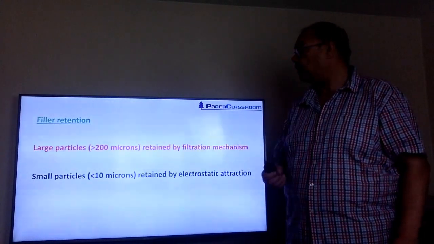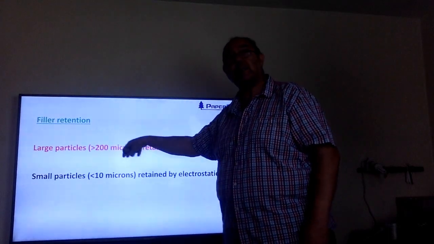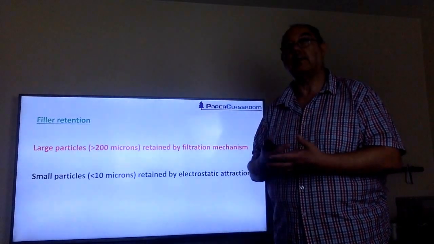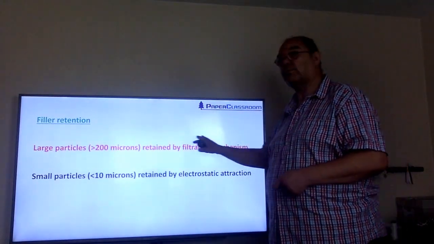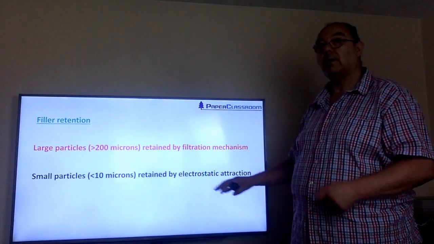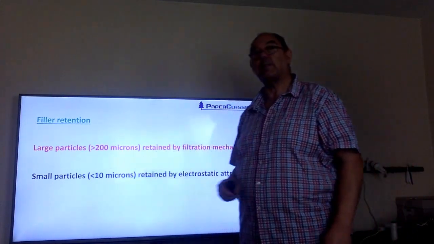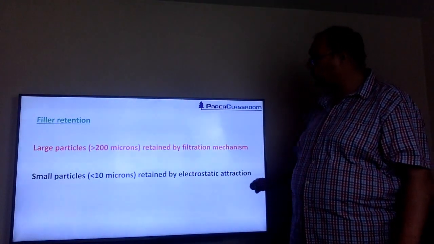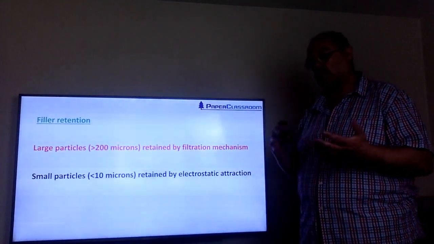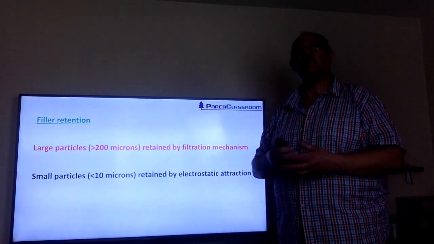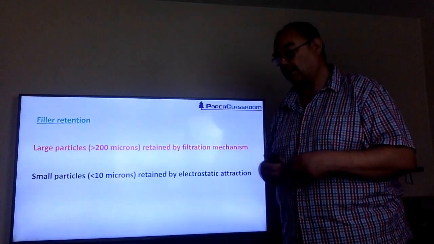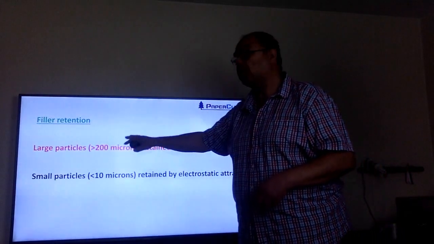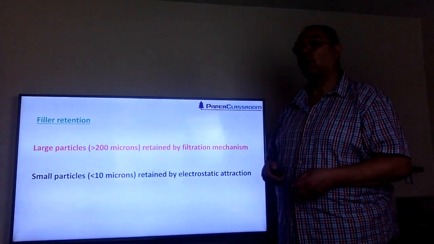So for filler retention, large particles, things that are above about 200 microns, they get mechanically entrapped in the matrix. So that's retained by the filtration mechanism. Small particles less than 10 microns, then those are retained by electrostatic forces. And we've really discussed this in one of the other videos, about the mechanisms of retention, where we talked about patch and complex and bridging and microparticle. So here we're really looking at the large particles and what happens when they get caught or don't get caught.